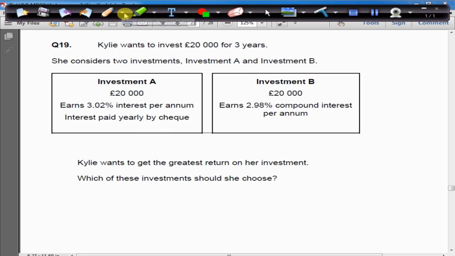Kylie wants to invest £20,000 for 3 years. She considers 2 investments, investment A and investment B. Investment A is £20,000, earns 3.02% interest per annum, interest paid yearly by check. So this part here, we need to treat as a simple interest question. Investment B, £20,000, the keyword here is compound interest. Now with the £20,000, we've got to work out the interest. So for example, 3.02%, we're going to work that out of 20,000.